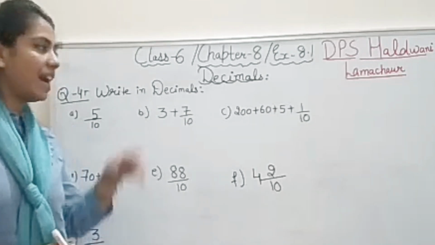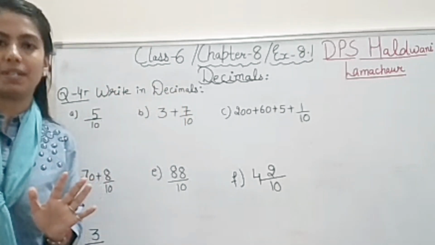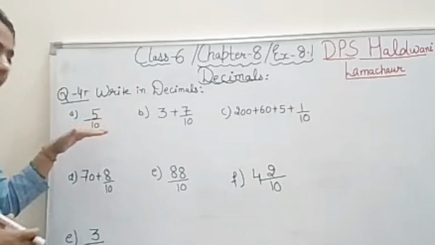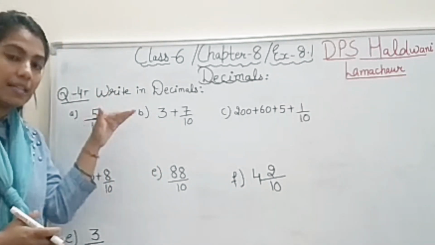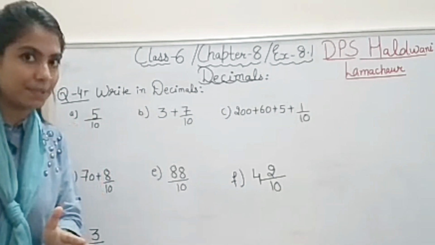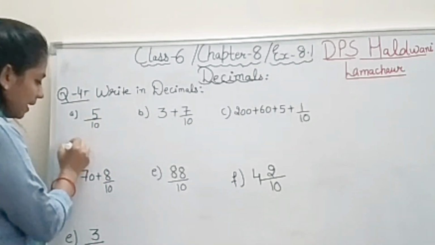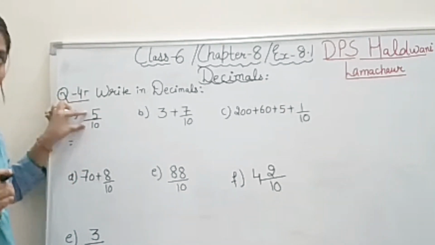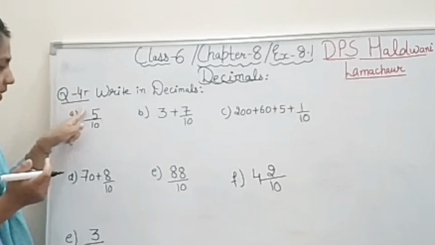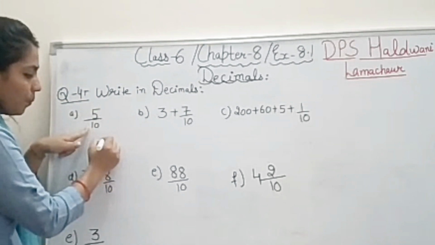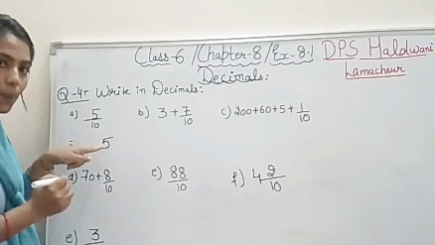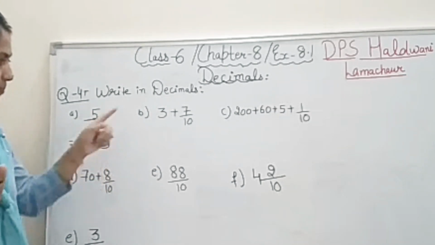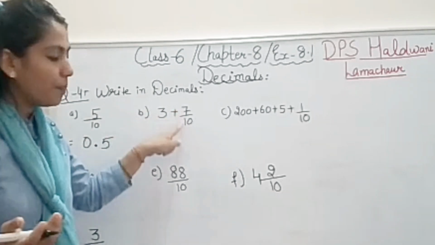Question number 4, again we have to write the following term in decimal. In question number 3, we had it in words. Now here we will have it in numerical terms and we have to convert it into decimal. Right? So see, A part, 5 upon 10. As you know, it is a fraction. You have to convert it to decimal. 5 upon 10. After one digit, because 10 is there, there will be a decimal. So the answer is 0.5.